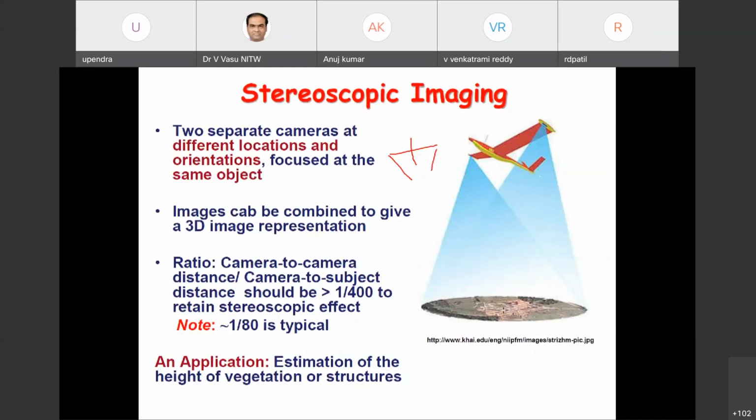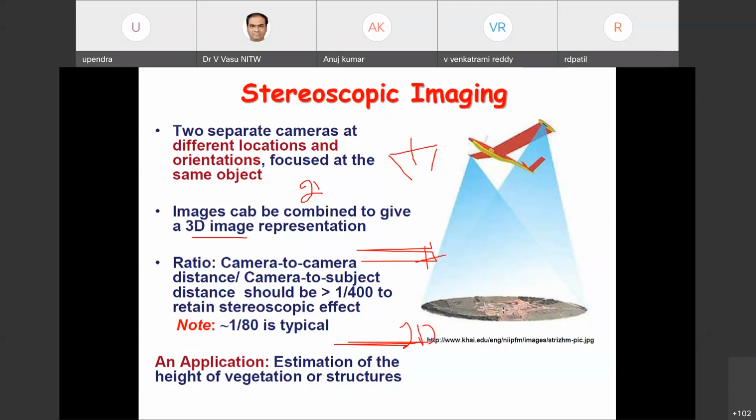One camera will be able to capture one angle, and another camera will capture another angle, and this 3D image will be represented so that you can identify the height of the trees. Suppose in the forest, how tall the trees are going to be. Previously you would get 2D images from the drones. So when you are using drone systems, you get the true 2D image. By using this stereographic imaging, you can get the 3D image.